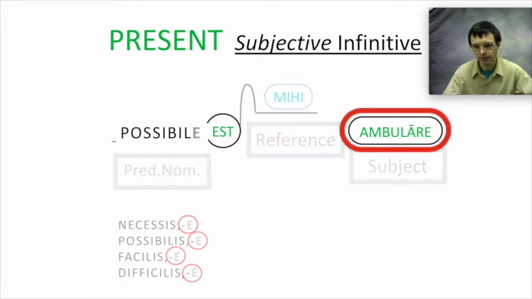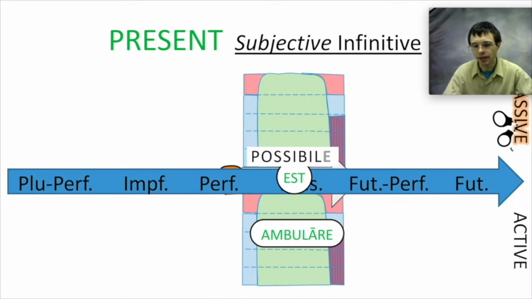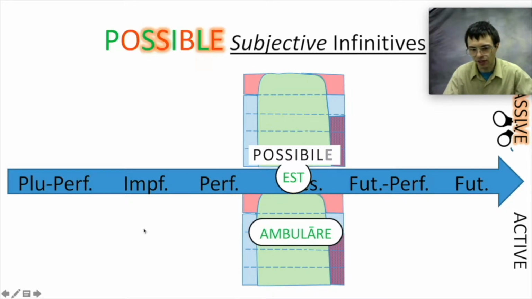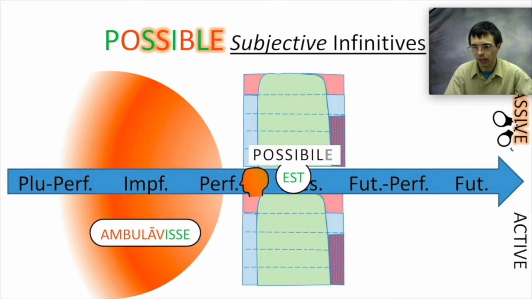Here's how we'll do it. We're going to put these things onto the timeline, and then we're going to change the infinitive to a past tense infinitive. So we have to imagine our past tense realms back there, and then move the infinitive back like that. So now it's possible it is for me to have walked, ambulavisse.